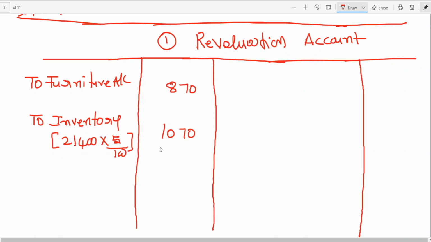Then a provision is to be made for doubtful debts. So, to PBD. So, PBD you should calculate on actual trade receivable, that is 35,000. 35,000 into the percentage is how much? 5%. It is coming to 1750.